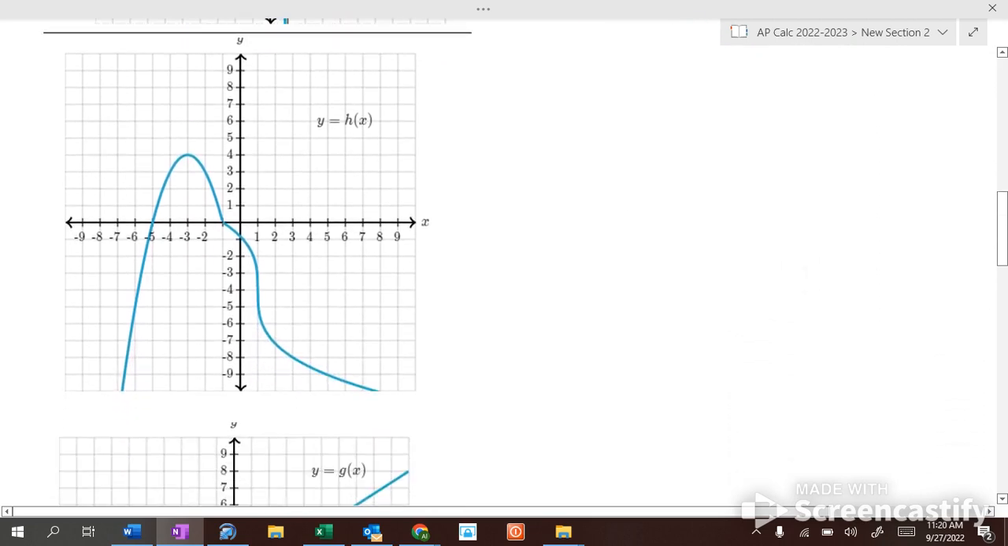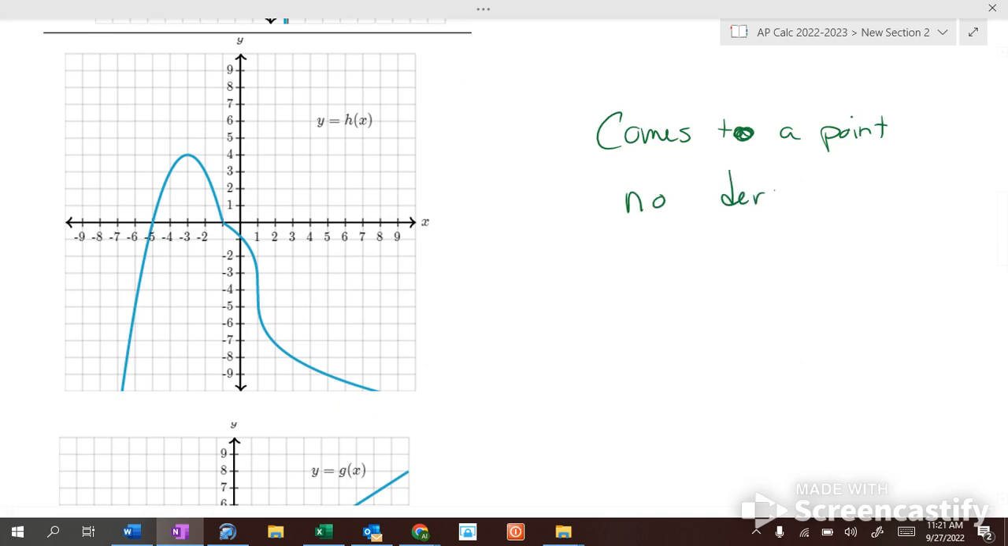If a graph comes to a point, there is no derivative. And if it is vertical, there is no derivative. So where would there be no derivatives here? Where does it come to a point? Well, it actually comes to a point right there.